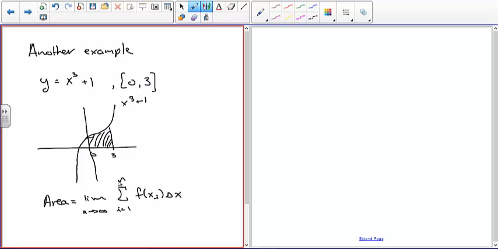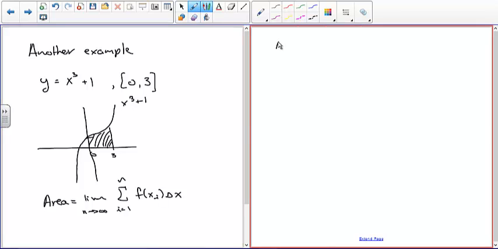We need delta x for two reasons. One is here, and also because when we evaluate that, we're going to have delta x involved. Delta x is equal to b minus a over n. In this new case, b is 3, a is 0, and n is just n. So instead of 10 over n, you get 3 over n. So delta x is always just the interval divided by n, the width of the interval.